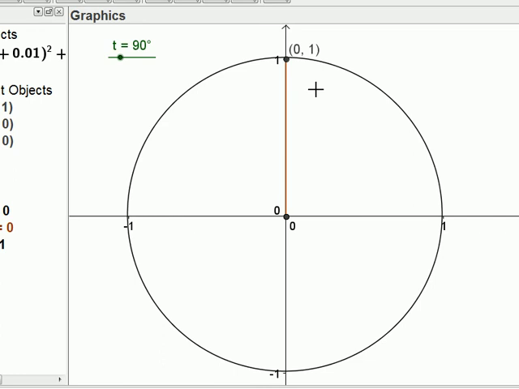Would it be 0 over 1? It'd be 1 over 0. It's the sine over the cosine. It's y over x. So it's 1 divided by 0. What is 1 divided by 0?